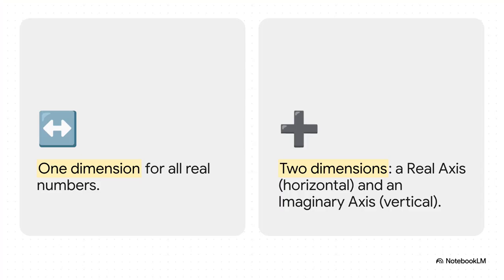So what you're seeing here is that massive leap from one dimension to two. On the left, there's our familiar number line. It can only handle real numbers. But on the right, the Argand diagram opens up this whole two-dimensional space. The horizontal axis, that's our old friend, the real number line. And that new vertical axis, that's where our imaginary number, i, finally finds a home.